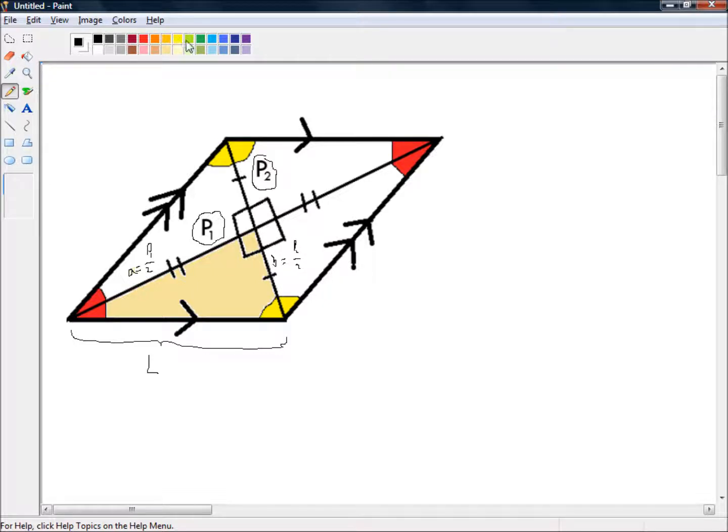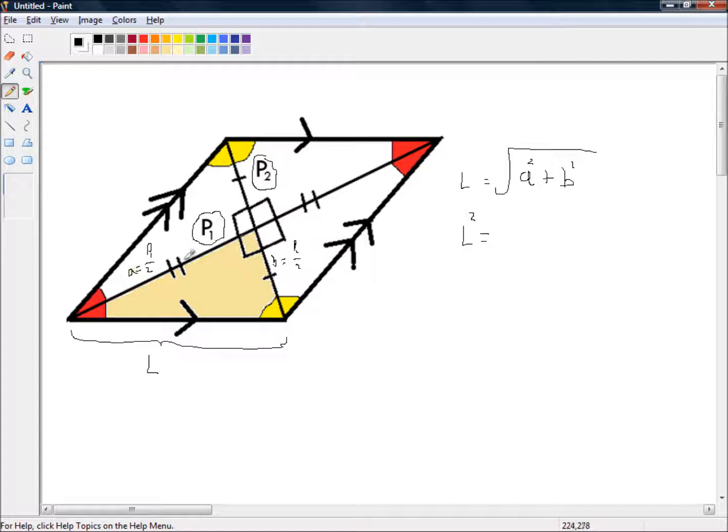But let's just use some different colour. No, I'll be happy with that. I'm not going to faff around with different colours. So this length L is simply equal to, we know from our Pythagoras' theorem that this is just the square root of a squared plus b squared. Actually, let's say L squared is equal to a squared plus b squared.